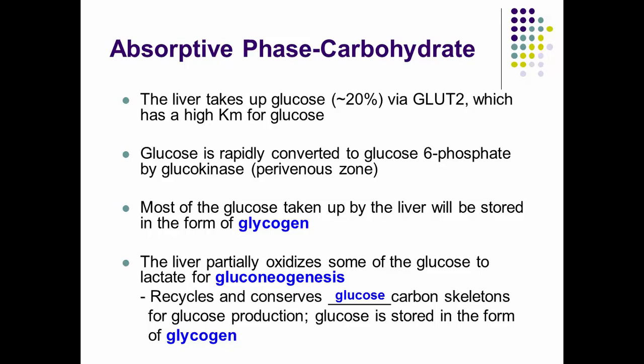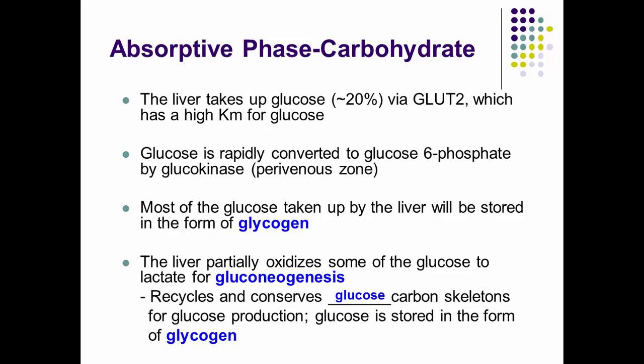And once glucose enters the liver, it can be rapidly metabolized to glucose 6-phosphate, and the enzyme glucokinase, which is highly abundant in the liver, catalyzes this reaction. So glucokinase in the liver converts glucose to glucose 6-phosphate. Most glucose that is taken up by the liver through GLUT2 is actually used to synthesize glycogen and store in the liver during this time period.